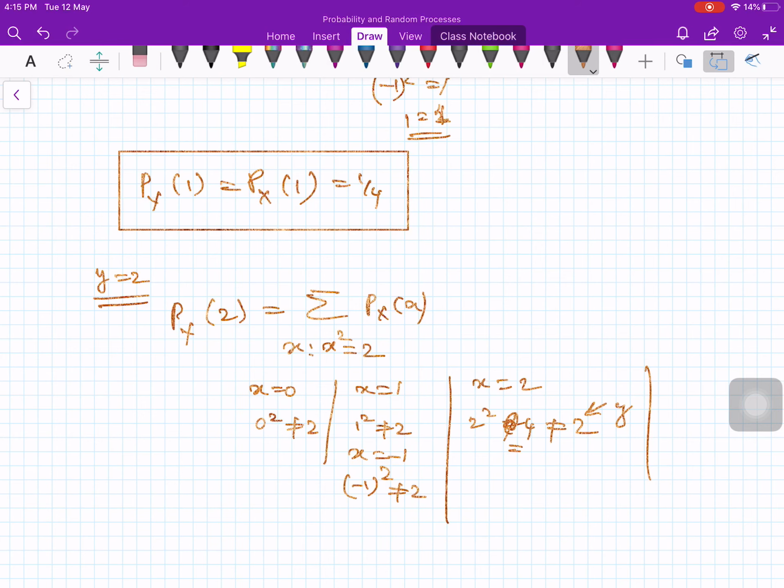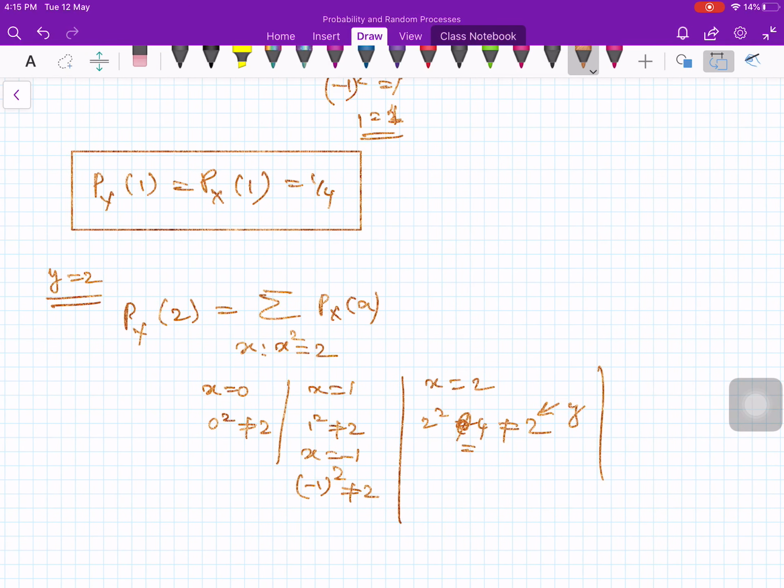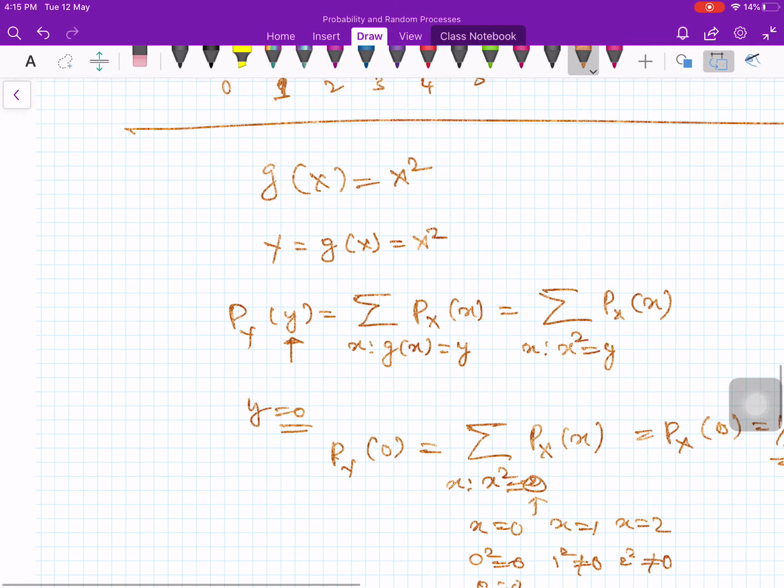Then which value will satisfy? When you substitute x equal to 1.414, then 1.414 the whole squared equals 2. The left hand side is 2 and the right hand side is also 2, so this condition is satisfied. But at 1.414, what is the probability value?